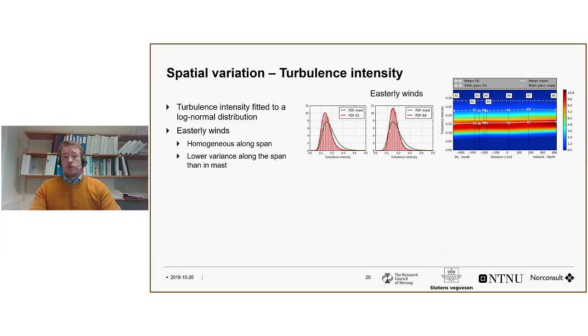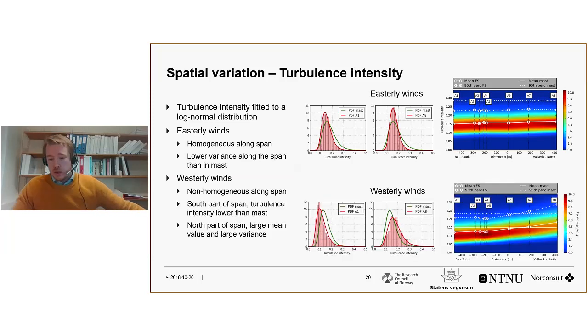So to be able to account for turbulence variability effects, we need statistical distributions also for the turbulence variables. And in this figure, you can see fitted log-normal probability distributions for the along-wind turbulence intensity. So the green line in these plots are the fitted distribution for the mast measurements. And the A1 sensor is again in the southern part of the span, and the A8 is towards the northern part. So this is looking at easterly winds, and we can see that the variance, at least for the mast measurements, are quite different from what we see along the span. And this could be expected. We have surrounding forest vegetation around the mast, affecting this, of course, and also possible flow separation effects over this headland.